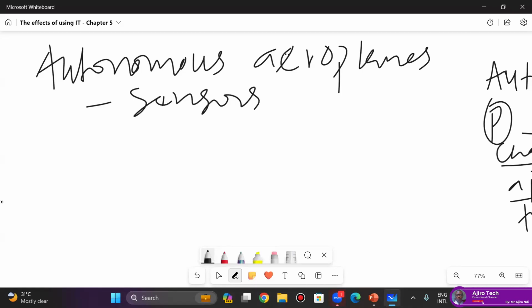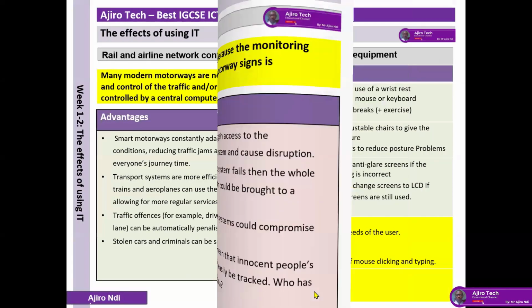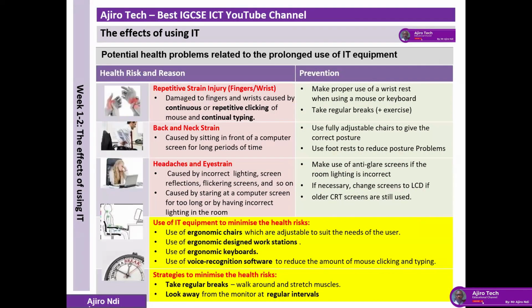All right. The next one I want to talk about is potential health problems related to the prolonged use of IT equipment, when we are in the office, when we are using our laptop. It is important for you to know this because when we get to chapter 8 of the textbook, we're going to make a reference to this. We're talking about physical safety, and there's a video somewhere on my YouTube channel you can have fun with. We're going to relate back to this point, talking about the health risks.